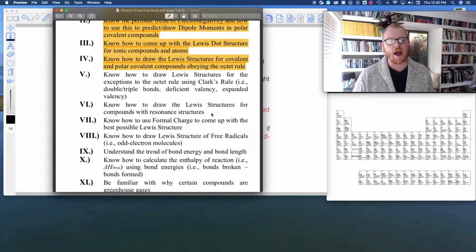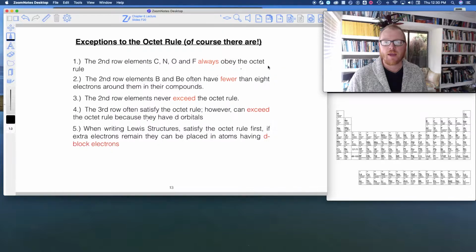So that's learning goal 5. Also in this video, I think we should have time to do learning goals 6, 7, and 8 as well to wrap up the remaining things of Lewis structure. But I'm keeping my eye on the time, and let's see how we go.